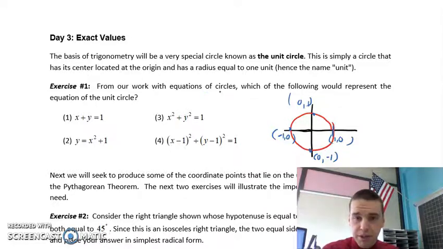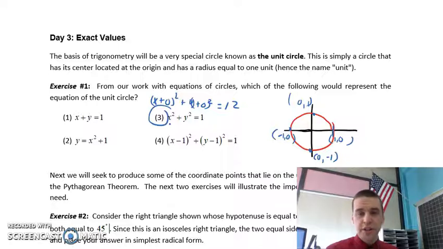From our work before, what would the equation be? Well, we have a center of 0, 0 with a radius of 1, so it would be x plus 0 squared plus y plus 0 squared equals 1 squared. Well, clearly it must be number 3 then. The center is 0, 0, square root of 1 is 1.